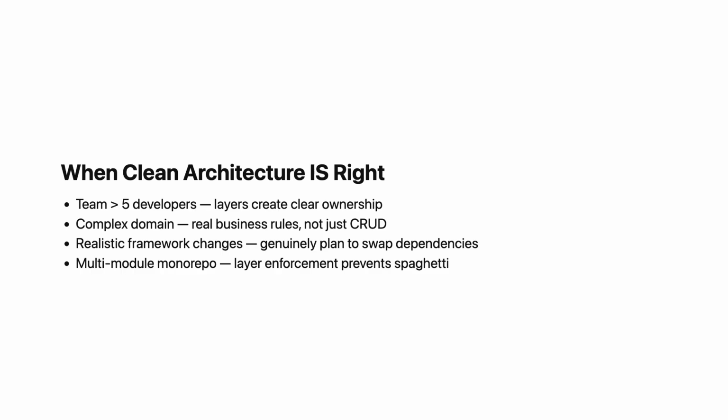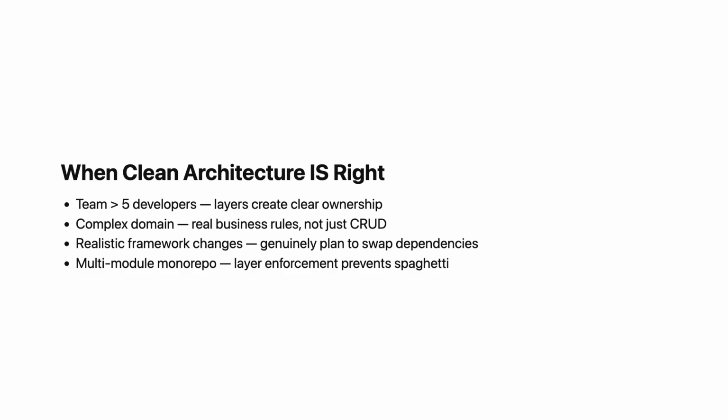First, you are a solo developer or a team of 2 or 3. The coordination overhead that layers prevent does not exist at this scale. Second, your app is primarily a thin client. It fetches data from an API and displays it. Your domain layer will be nothing but pass-through use cases and one-to-one model mappings.